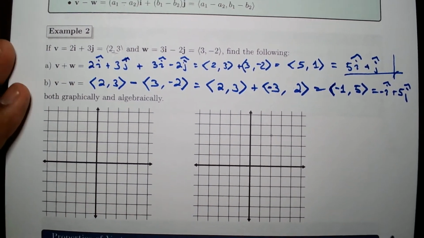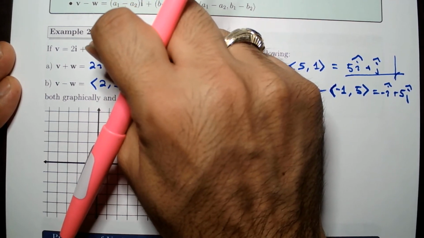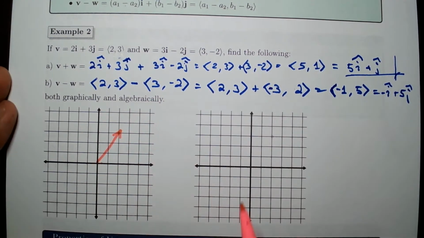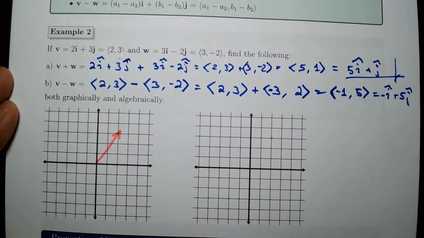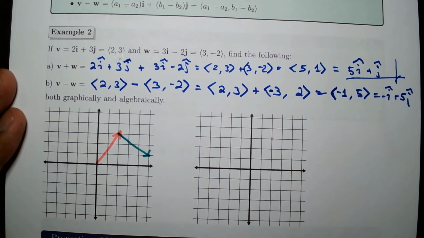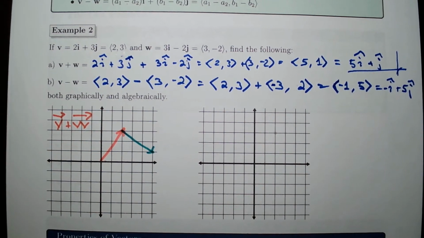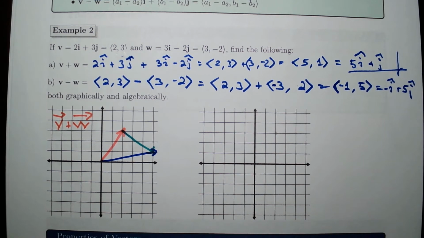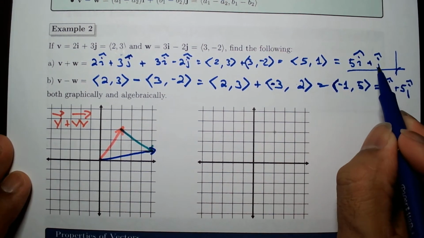Let's graph the vector 2, 3. So I'm going to go 2, 3. And then from here, I'm going to go 3, negative 2. So 1, 2, 3, and negative 2, in this direction. Again, the addition of these two vectors, v plus w, will be the vector in which the initial point of the first coincides with the terminal point of the second vector. In this case, it's 5, 1.